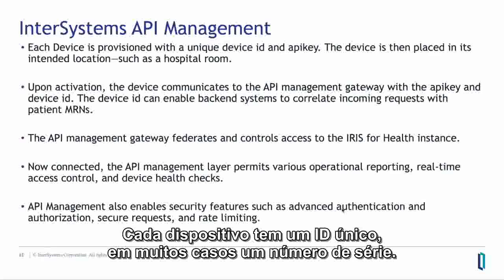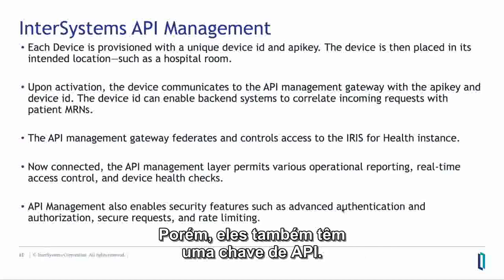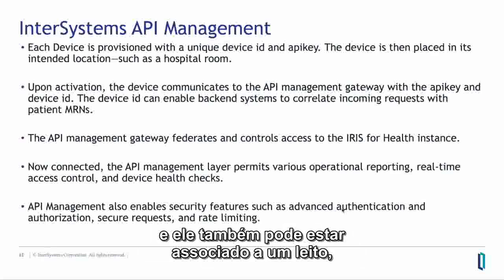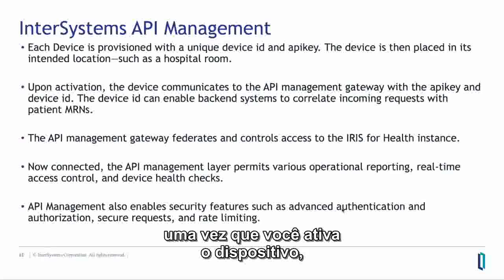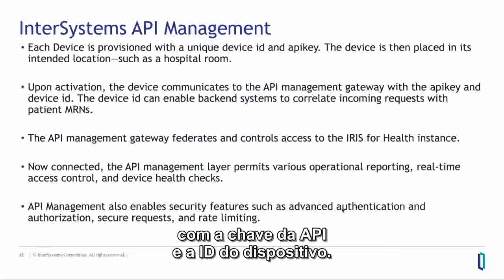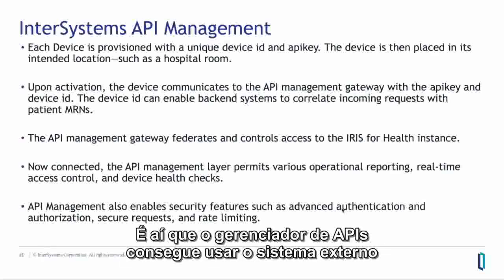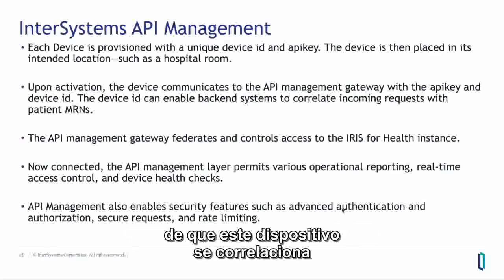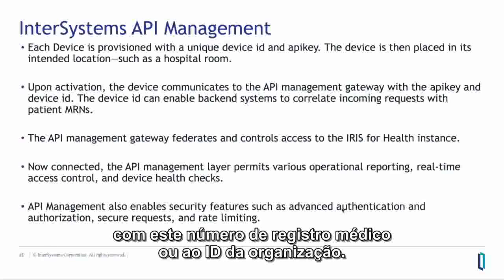And again, with the help of API management, these are the high-level steps that empower that correlation. So each device is provisioned with a unique device ID. In many cases, it's a serial number, but it also has an API key. Now, once you place that device, it can be a hospital room, it can be associated with a bed. Once you activate it, the device communicates with our API management gateway with the API key and device ID. And this is where the API management can use the external system to enable that correlation, that linking, that this device really correlates with this particular medical record number or the enterprise ID.